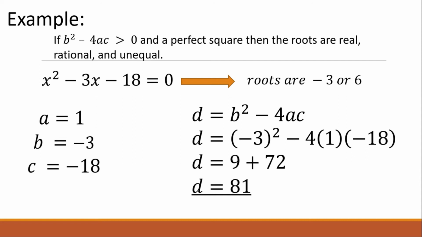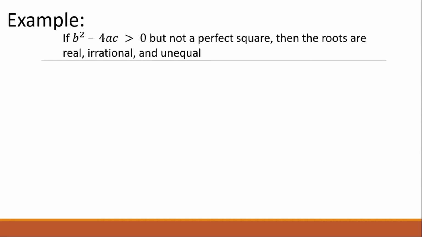So mapapansin ninyo, si 81 greater than 0 and perfect square din si 81. So ang kanyang nature of roots, so according to our formula or to our condition, pag greater than 0 tapos perfect square, siya ay real, rational, and unequal. So tingnan nyo na yung condition ninyo tapos makukuha nyo na yung nature of roots niya.